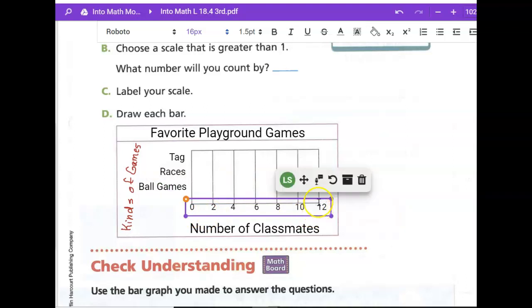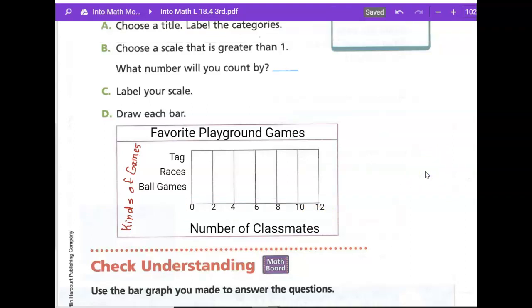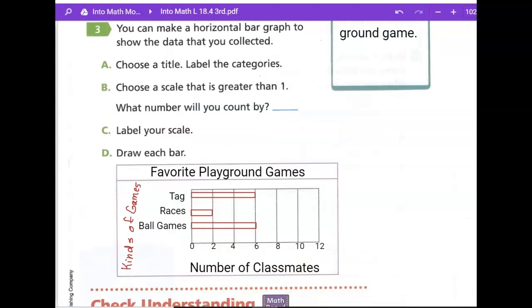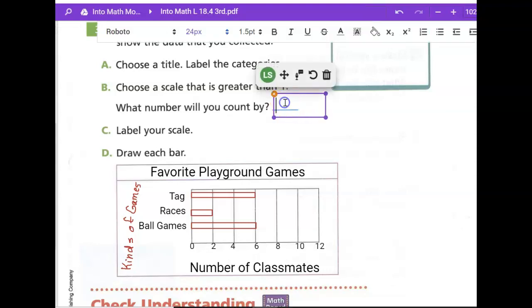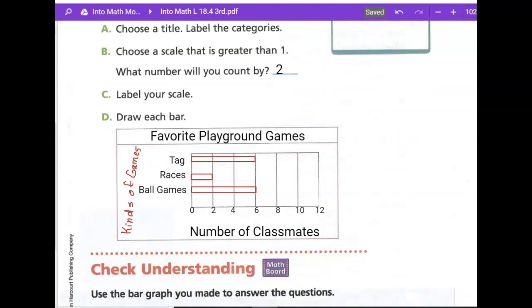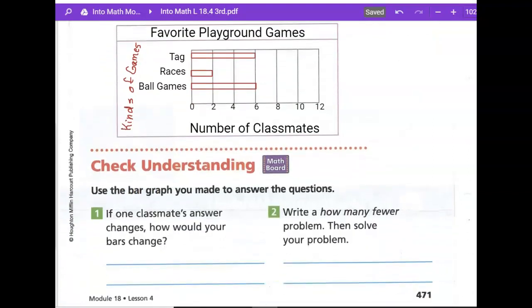Okay, so we're going to say that of the 14 kids in our class, 6 of them liked tag. And so we're going to go make our bars. 6 of them liked tag. That would be our bar for tag. Then races, we'll say that 2 people like races, and that makes 6 for our ball games. Okay, and it says what number will you count by for your scale? We need to get that in here. So we count it by 2s for our scale. I want you to go ahead and do the check your understanding and come back and check on that.